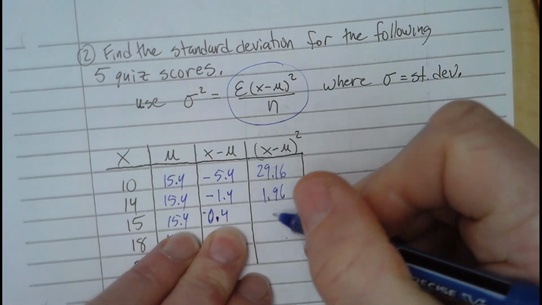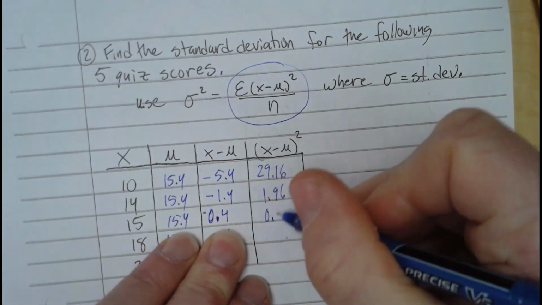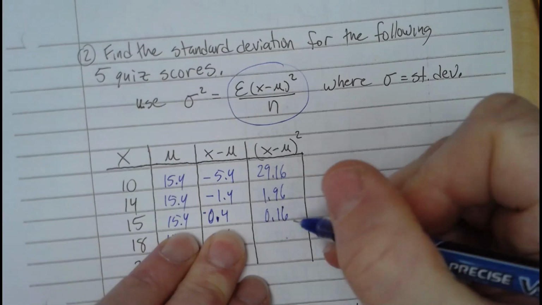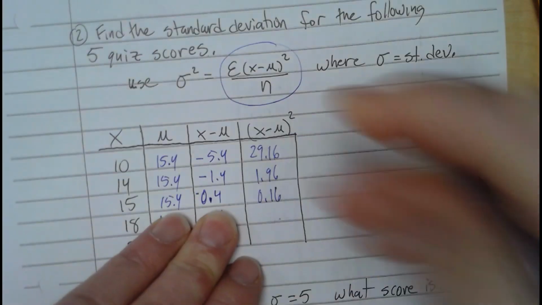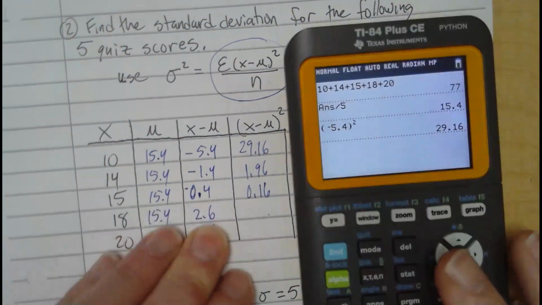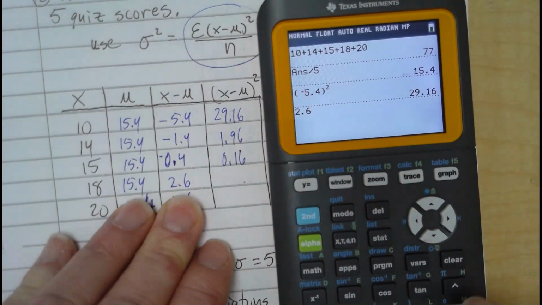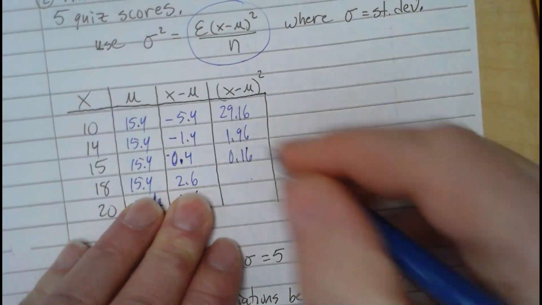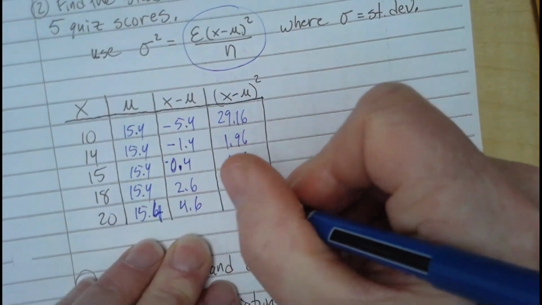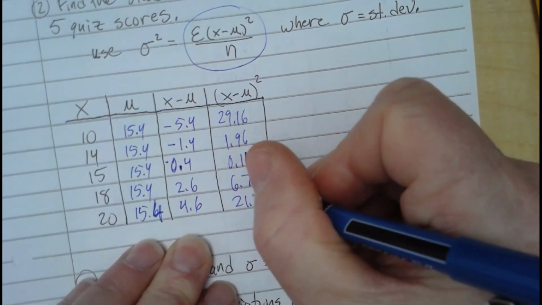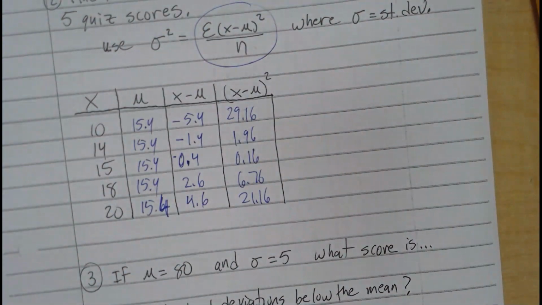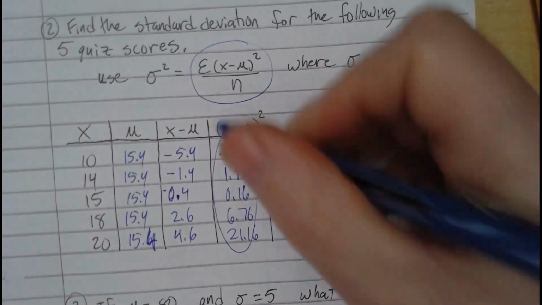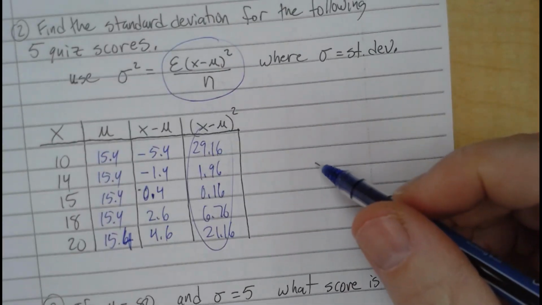Then you square this one, 1.96. And you square this one, you get 0.16. For time purposes, I'm not sitting here and typing them all in, but 2.6 squared is 6.76. Then you square this one, 21.16. All right? Then we add all these up and divide it by 5, and that is the variance.